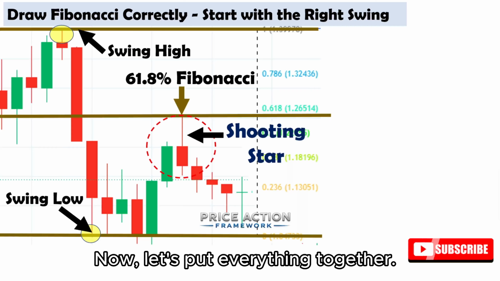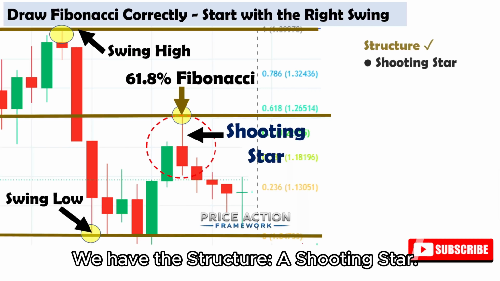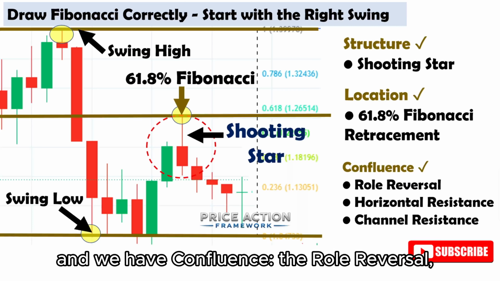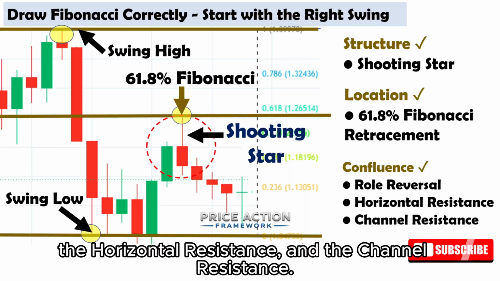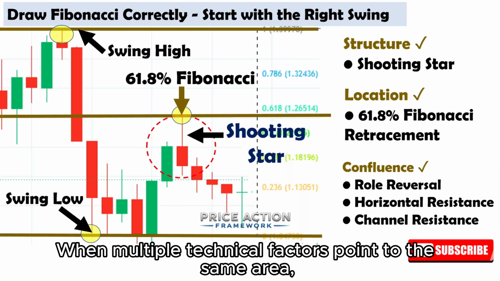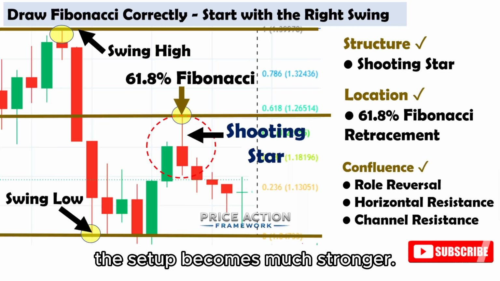Now let's put everything together. We have the structure, a shooting star. We have the location, the 61.8% Fibonacci retracement, and we have confluence: the role reversal, the horizontal resistance, and the channel resistance. When multiple technical factors point to the same area, the setup becomes much stronger.